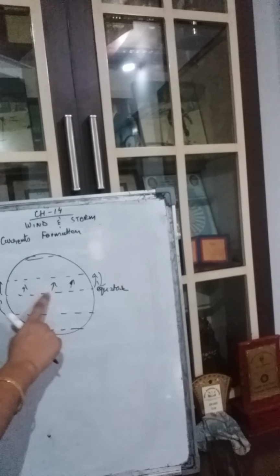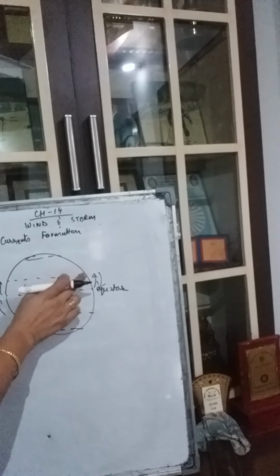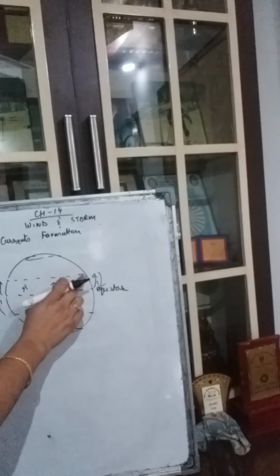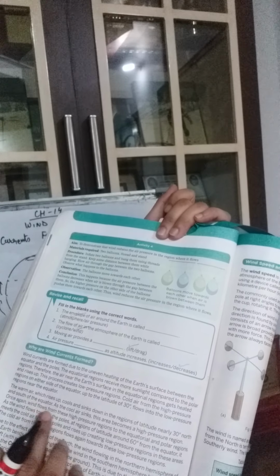Now, the warm air which rises up cools and sinks down in the regions of latitude nearly 30 degrees north and south of the equator. What happens? This warm air which had gone up, when it reaches the higher altitude, becomes cool and again starts sinking down. As the cool air sinks, this area becomes a high pressure region. Once again, the wind flows from this high pressure region to the equatorial and the polar regions.